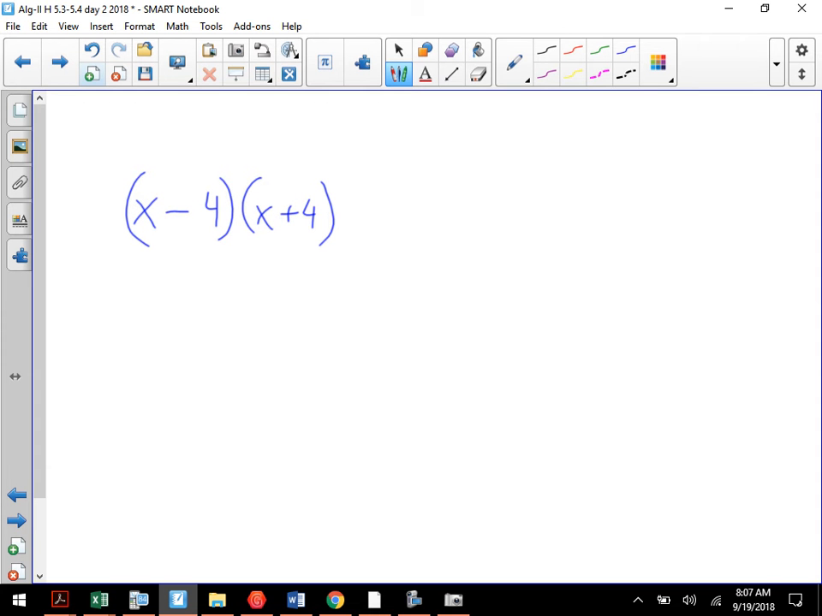If I FOILed that out, what would I get? X squared minus 16. Very good. Remember what this was called? It's called a difference of squares. Remember, we called it difference of squares because the first term is a perfect square, and the last term is a perfect square, and the symbol in the middle was a subtraction. Whenever you have a difference of squares, you have FOILed out terms that are plus and minus of the same values.